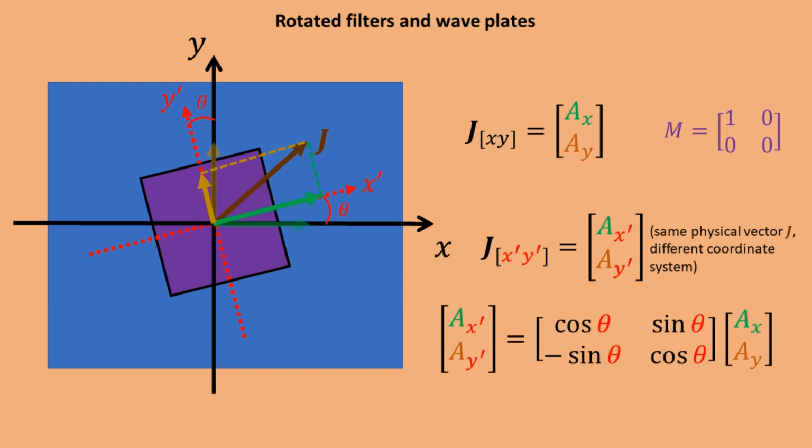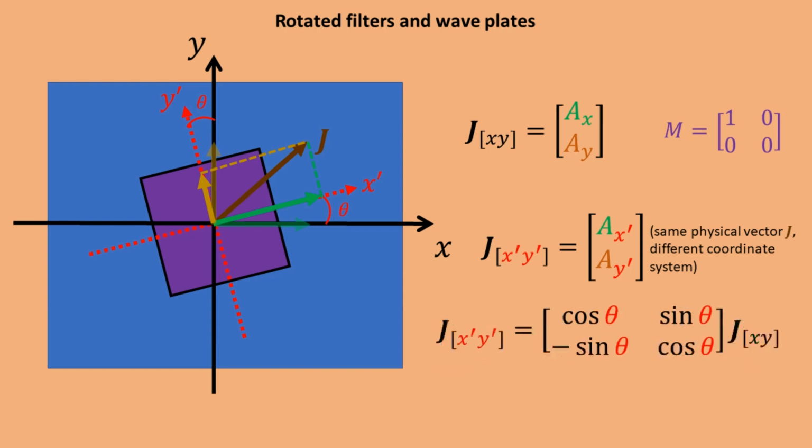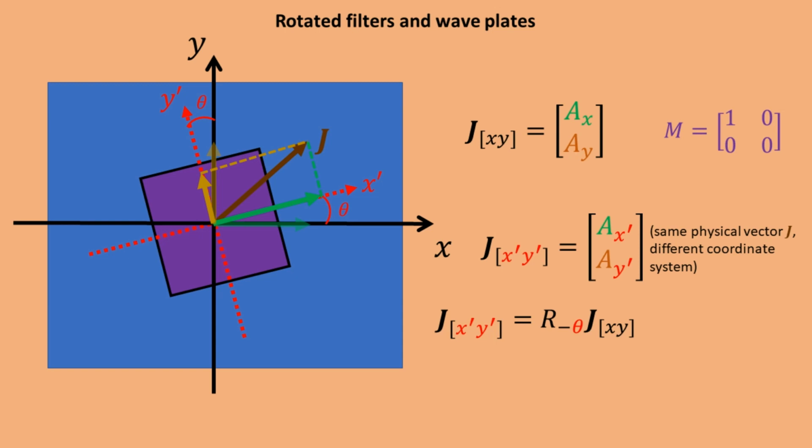And so we have found the transformation to go from J_XY to J_X'Y', and since the transformation matrix is a rotation matrix for an angle of minus theta, we will denote this matrix as R(-θ). This result makes sense intuitively. If you rotate your axes by theta, it is as if you rotate your vector by minus theta.